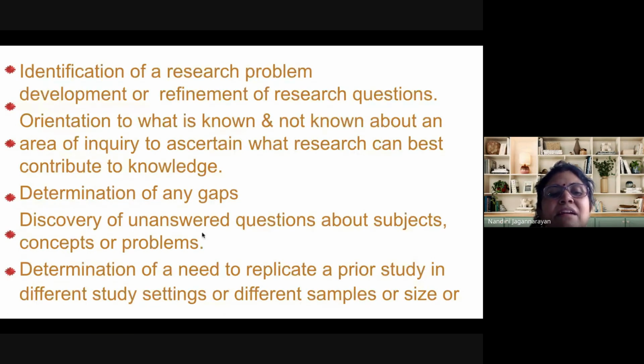And again, determination of a need. Like if I want to replicate an earlier study, I can do that also with different sample sizes or different study settings. As I told you, the same questionnaire can be used. That which was used for Colaba, I can use it for Chembur. Are you following, class? Colaba में जो use किया है ना, उसी को मैं Chembur में भी use कर सकती हूँ. And then I can do the same study.